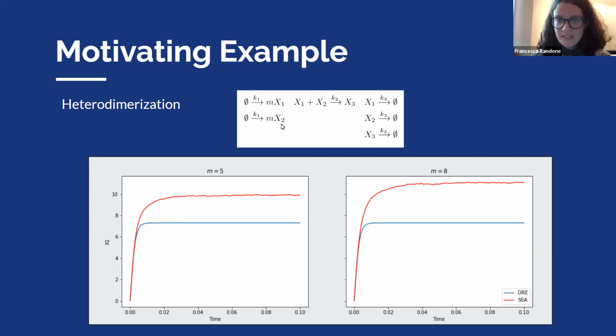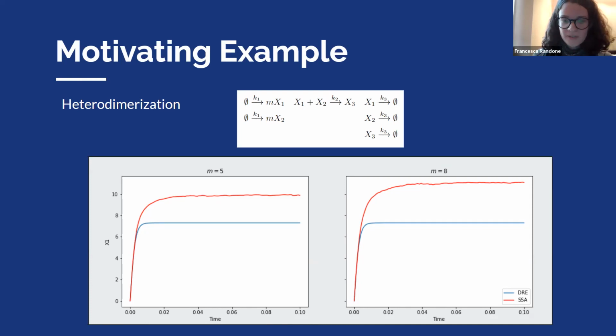While if you simulate these systems, the simulated average dynamics of the system will give you the red line, which changes as the parameter m changes. And as you can see, there's a significant discrepancy in the two dynamics.